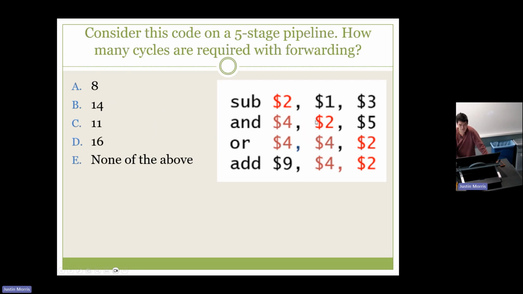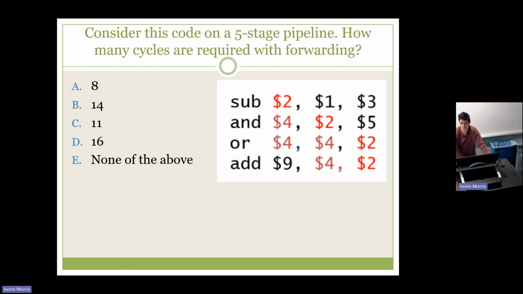Does this forwarding cost me any stalling cycles? I forward from the execute memory register to the beginning of execute, right? And then the or, I need to forward from the sub as well as the and. So from the sub, I'm forwarding from between the memory and write back to execute, and then from the and from execute memory to the beginning of execute.